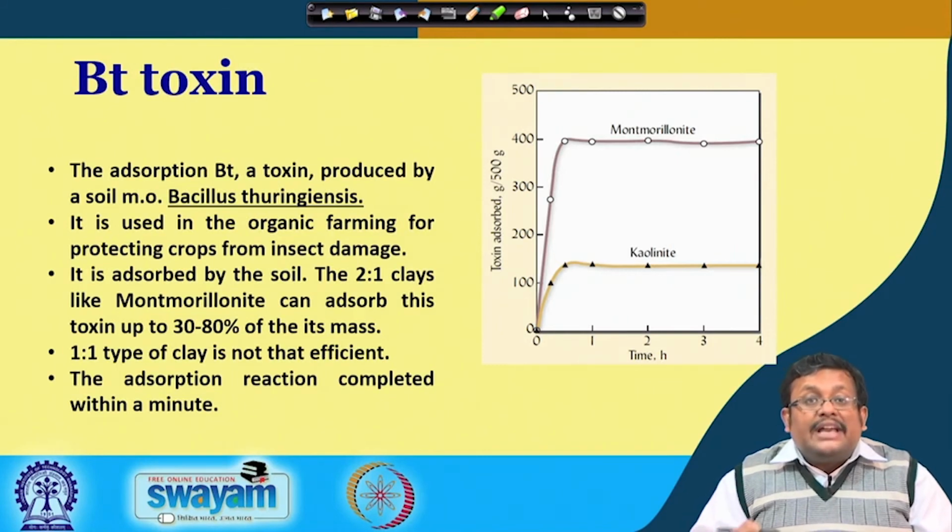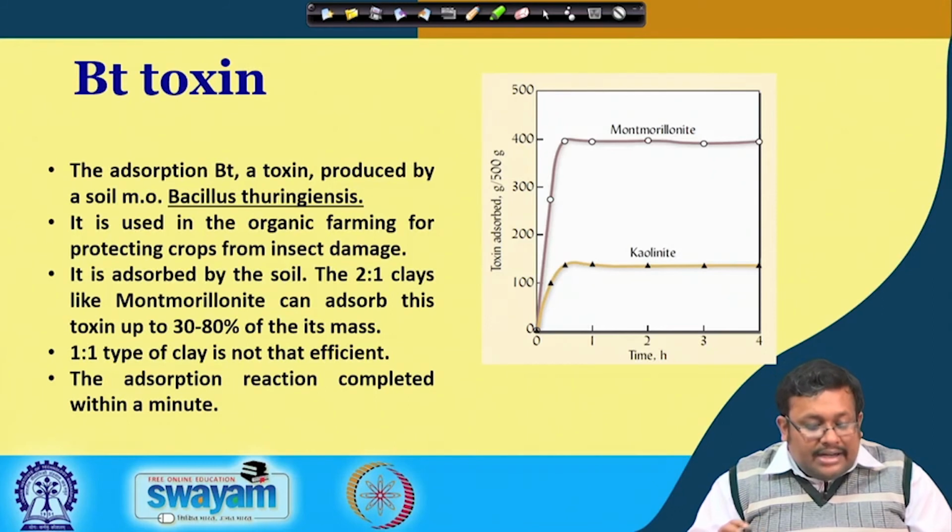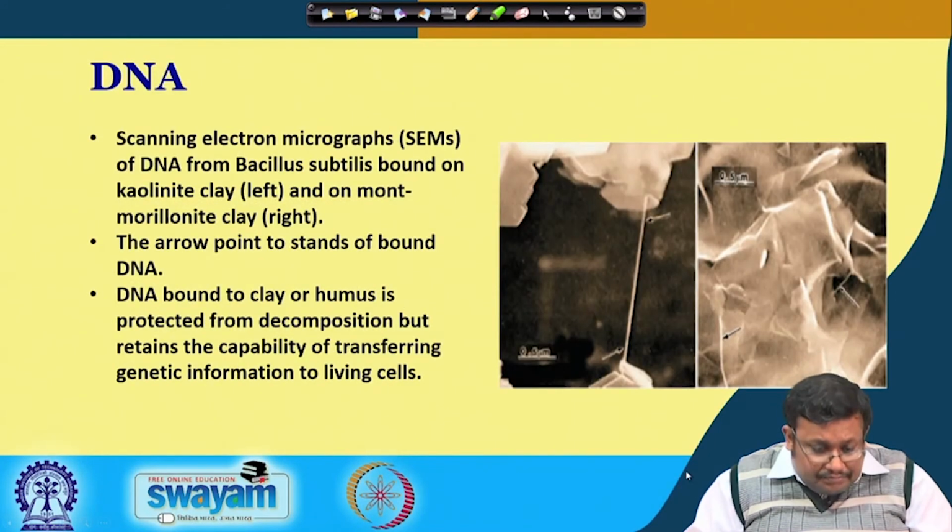The 2:1 type of clay, Montmorillonite, you can see in this graph. Obviously, the 2:1 type of soil like Montmorillonite can adsorb this toxin up to 30 to 80% of its mass. The 1:1 type of clay is obviously not that efficient because of low charge development. The adsorption reaction is completed within a minute in the case of Montmorillonite.